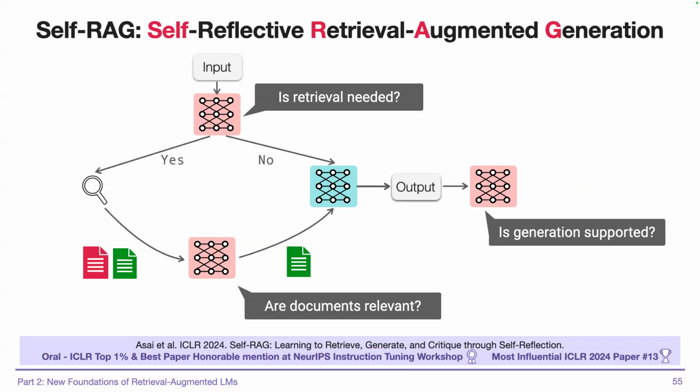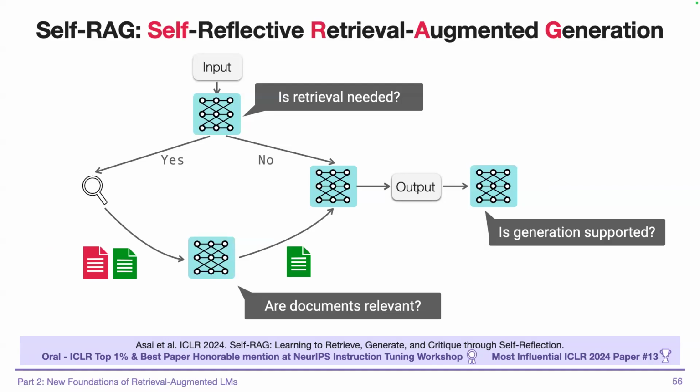What if we could teach the generator language model to perform this critic functionality, to adaptively retrieve and self-evaluate by itself? That's exactly what Self-RAG does. It independently handles planning, generation, and self-evaluation in a single model.